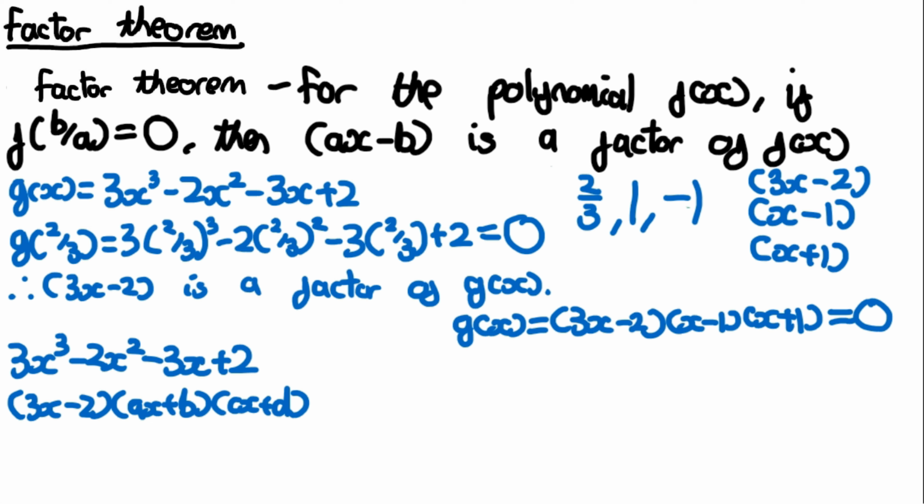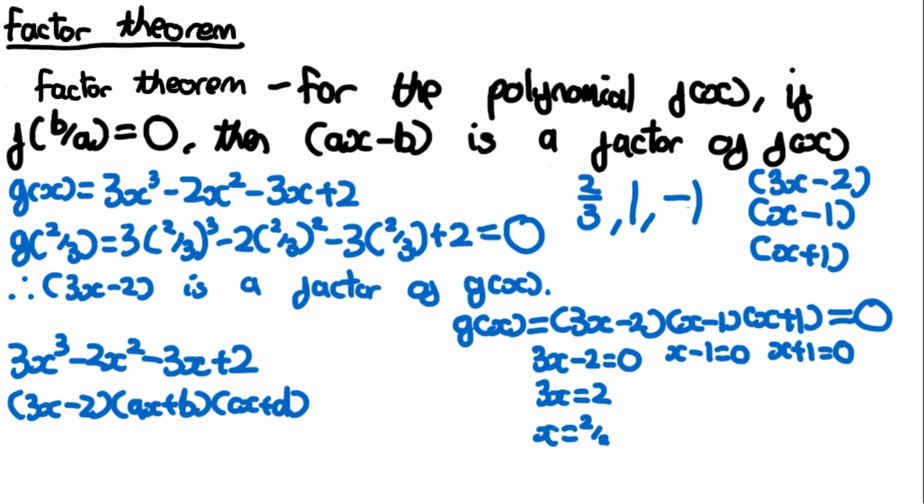We've already gone through this. So the values of x are going to be when this bracket is equal to 0, so 3x minus 2 is equal to 0, when this bracket is equal to 0, so when x minus 1 is equal to 0, and when this bracket is equal to 0, so x plus 1 is equal to 0. We can rearrange in order to find the value of x, so this is going to be 3x is equal to 2, and then x is equal to 2 over 3.